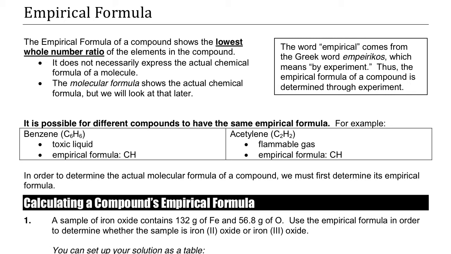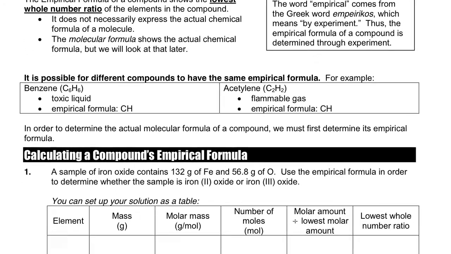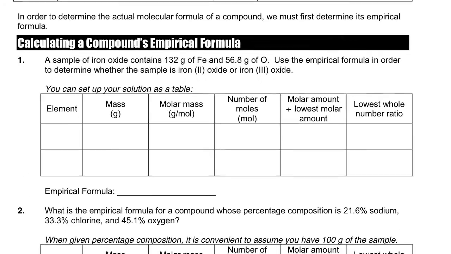However, in both of them, if you look at the ratio of carbon to hydrogen, it's the same. It's a 1-to-1 ratio in both. So both of these compounds have the same empirical formula, 1 carbon for every 1 hydrogen. So the empirical formula is a good start to finding out what a compound is, if you're not sure what it is, but it's not the final step. That's what we're going to look at in the next lesson, but for today, we're just going to figure out the empirical formula.